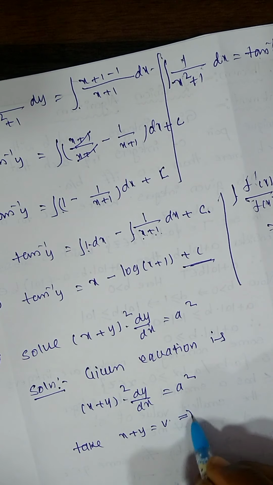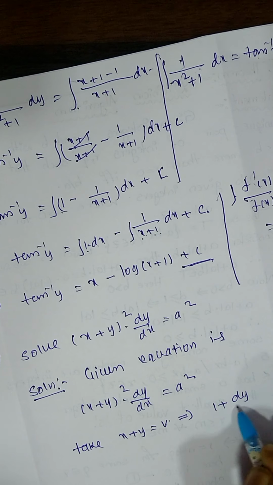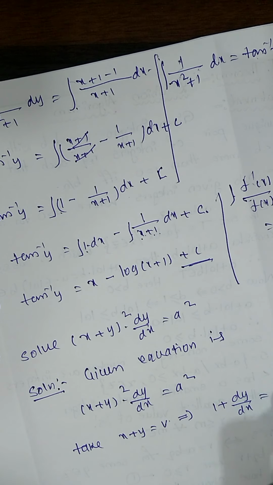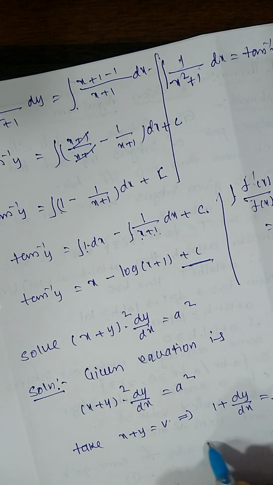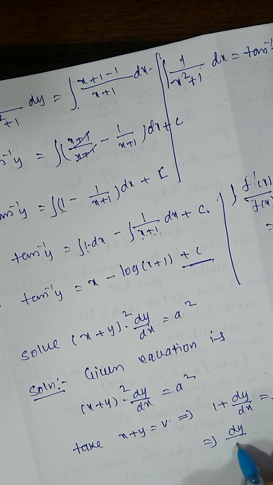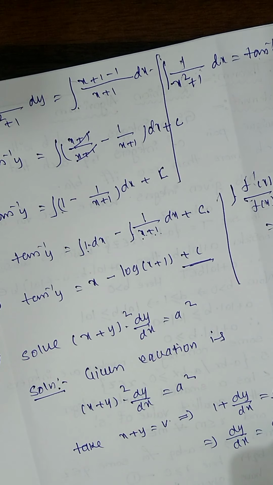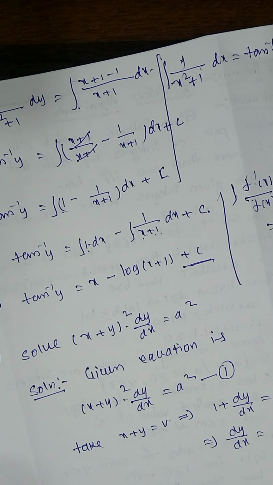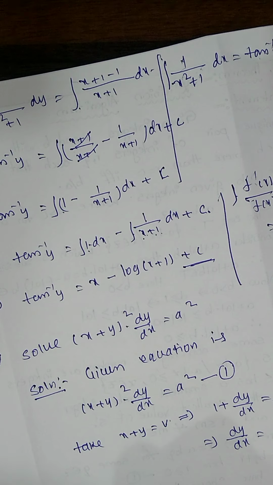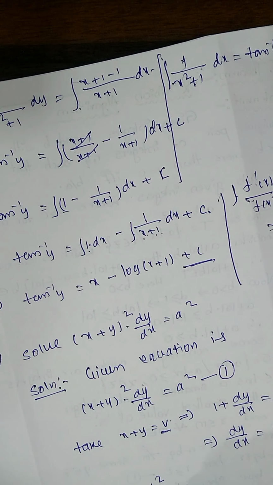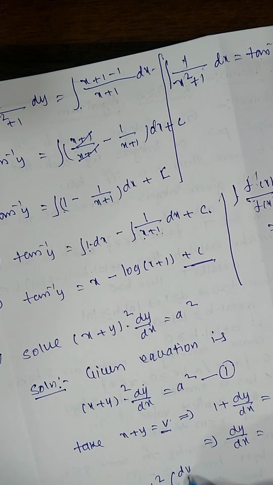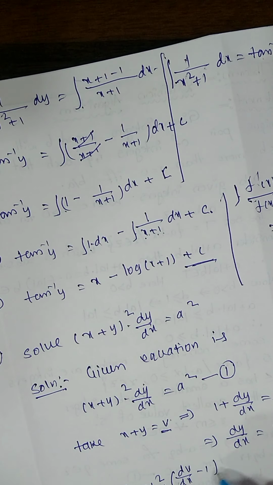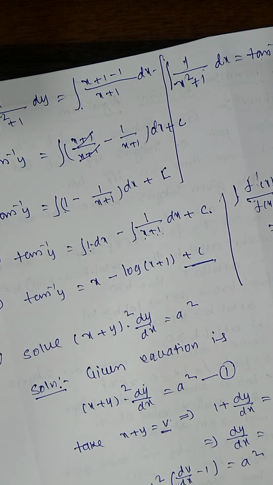Now differentiate on both sides. 1 plus dy by dx equal to dv by dx. That implies dy by dx equal to dv by dx minus 1. This given equation is 1. From 1 we can write x plus y as v, so v square into dy by dx means dv by dx minus 1 equal to a square.